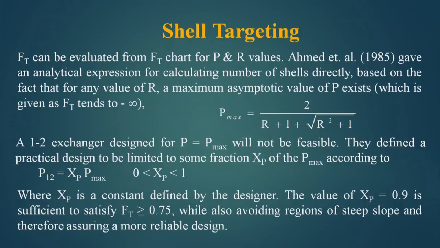They defined a practical design to be limited to some fraction XP of the P max. The fraction is XP, and a practical design will occur when I multiply P max with a fraction XP, where the value of XP can be 0 to 1. It has been seen that if the XP value is equal to 0.9, it is sufficient to satisfy a design where FT is greater or equal to 0.7, while also avoiding regions of steep slope and therefore assuring a more reliable design.